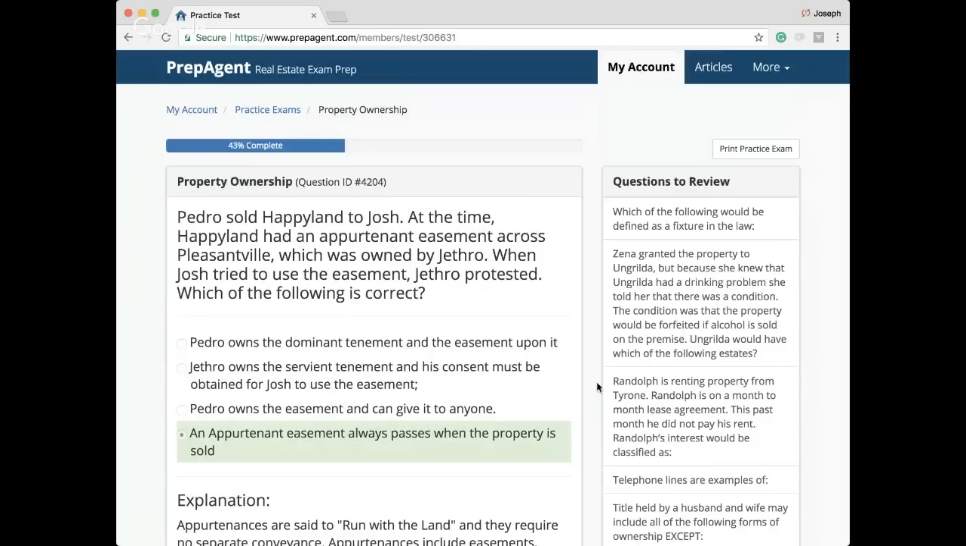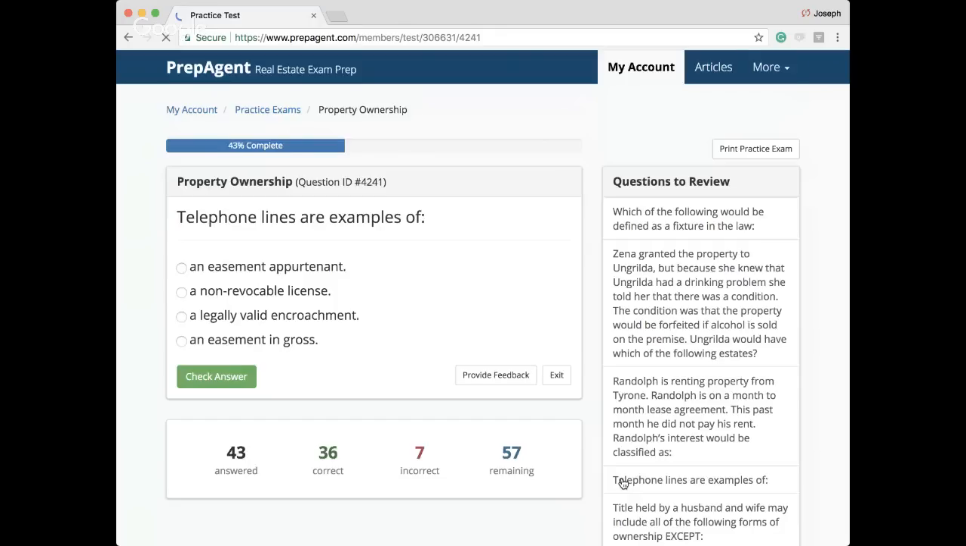Okay, so when something's appurtenant, that means it passes with the property. Okay? So whenever you see appurtenant, like an appurtenant easement, that means it goes with it. It is appurtenant. All right, next one. Telephone lines are examples of an easement appurtenant, a non-revocable license, a legally valid encroachment, or an easement in gross. What do you guys think?